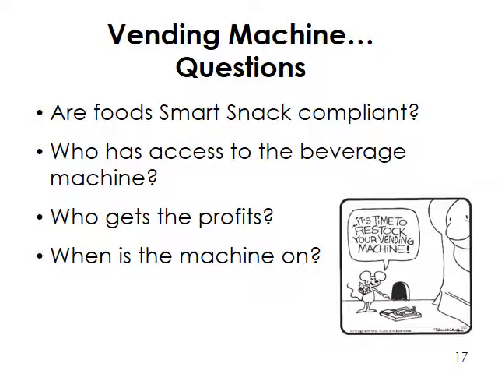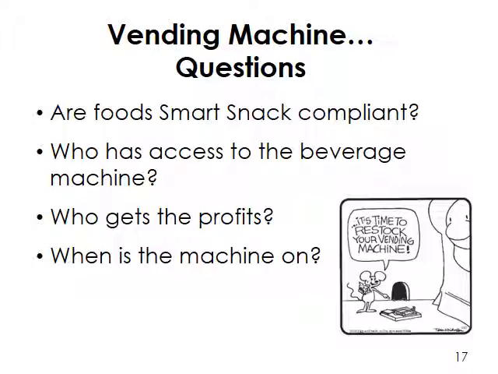Here are some questions that should be asked to determine if the requirements of both the Nebraska Competitive Food Policy and Smart Snack standards are being met. The answers can help you determine if the items in the machine are Smart Snack compliant. What grade groups of students have access to the beverage machine? Where do the profits from the sales go? To the food service account or to a school club or organization? Is the machine on or off during the school day?